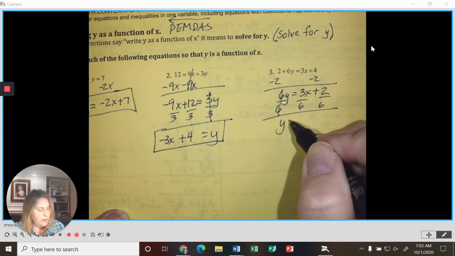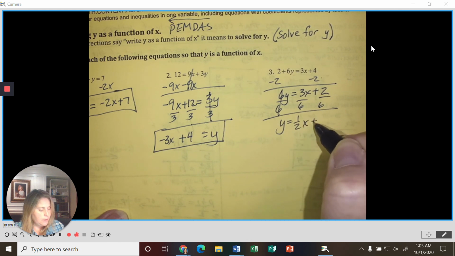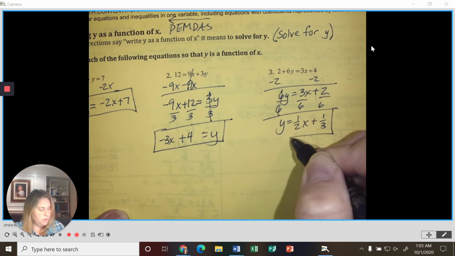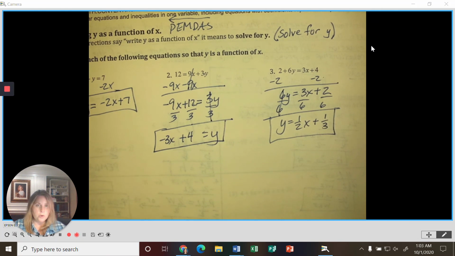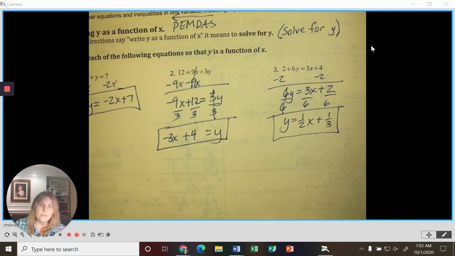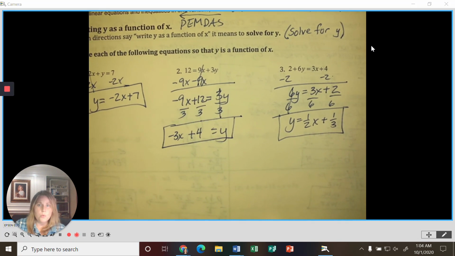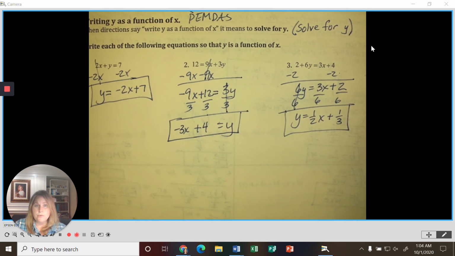This gives us y equals 1/2 x plus 1/3. Okay, so that is looking at solving literal equations as well as writing y as a function of x.